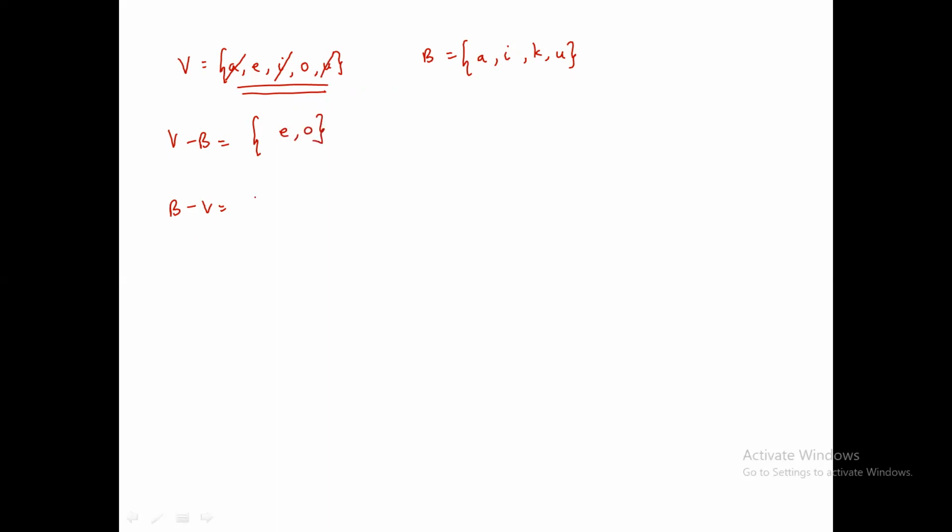Now B minus V. From B, remove the elements of V. Remove A. E you can't remove. Remove I. O you can't remove. K you can't remove. What about U? U you can remove. A, I, U, these you can remove. So left is K. This is how we can write here also. V minus B is not same as B minus V.